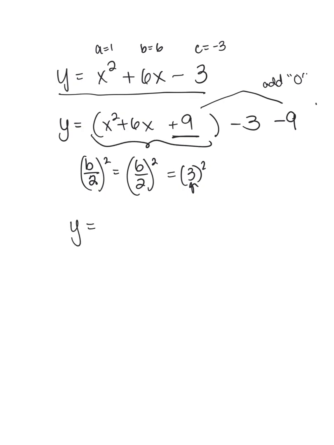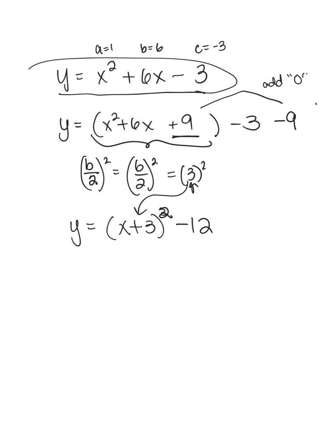So what I have to do now is I factor that, which is, remember, that's where that 3, that b over 2 is going to come from. It's a 3, squared. And then minus 12. Okay, so this is vertex form of the original problem that's in standard form. So this is known as standard form. This is known as vertex form.